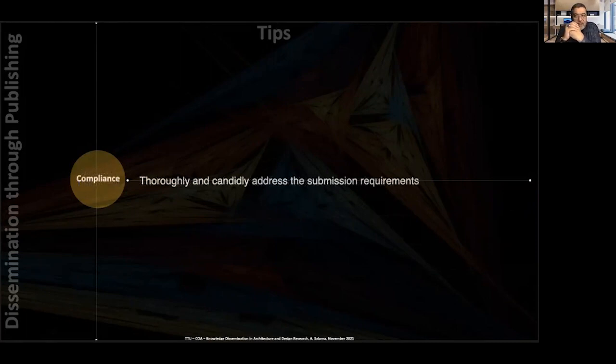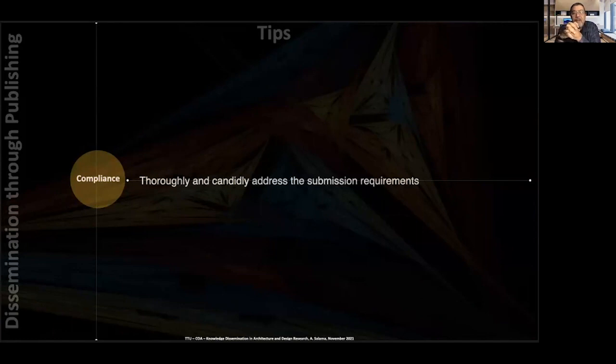Compliance is critical. Many papers get rejected because they don't address the submission requirements, especially length requirements, for example. The journal says 10,000 words maximum, don't submit 14,000. So it's a key to get your paper considered for review.